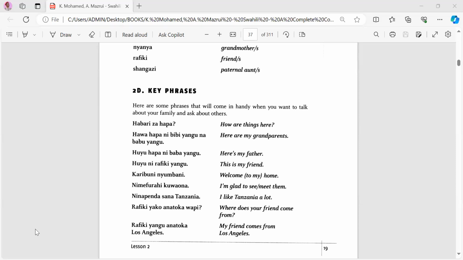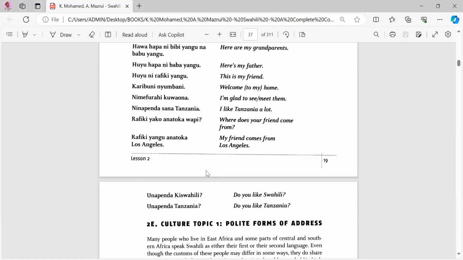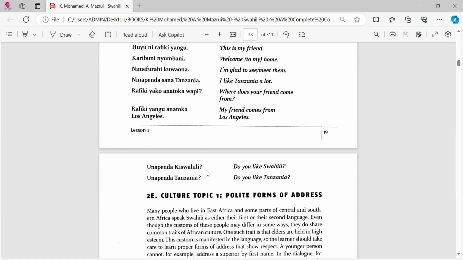Okay, proceed. Rafiki yako anatoka wapi? Where does your friend come from? Rafiki yangu anatoka Los Angeles. My friend comes from Los Angeles. Unapenda Kiswahili. Do you like Swahili? Unapenda Tanzania? Do you like Tanzania?